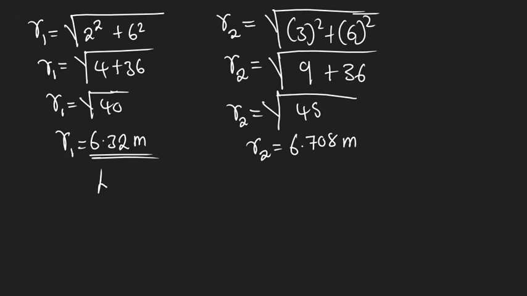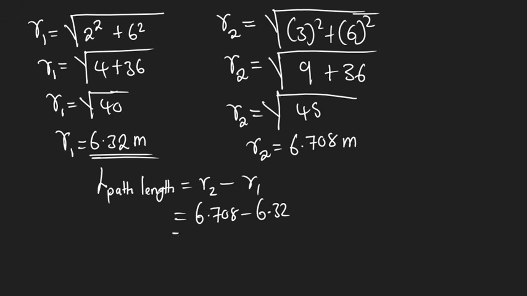So I'm going to say your path length is just your R2 minus your R1. What is R2? It is simply 6.708 minus R1, which is 6.32. Then you do your subtraction, and you are going to get something like 0.388 meters.